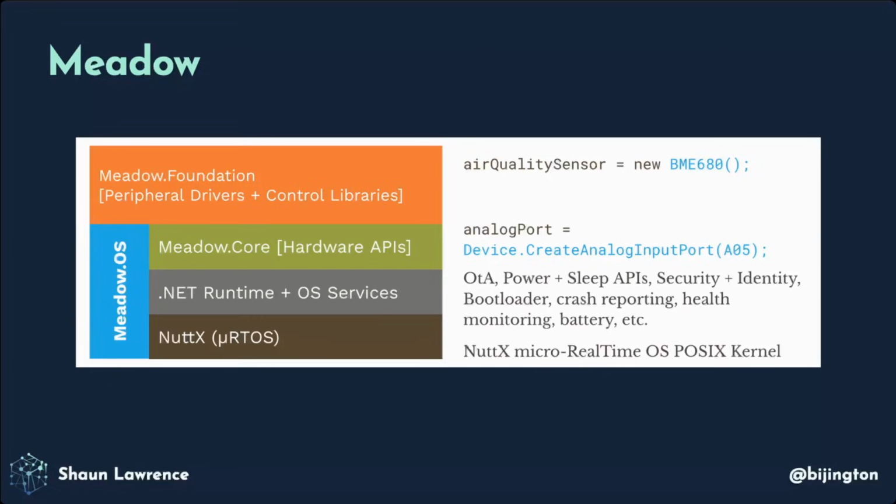Then the layer above is the Meadow.Core, and this is typically where you probably start to interact with things. These are the low-level drivers, so you would be able to open an analog input port and read the voltage coming in. And then the layer above that, we've got the Meadow Foundation, and this provides pre-built drivers for specific peripherals. The example on the slide here is the BME680, which is a temperature humidity detector. But there are many other options that you could utilize.